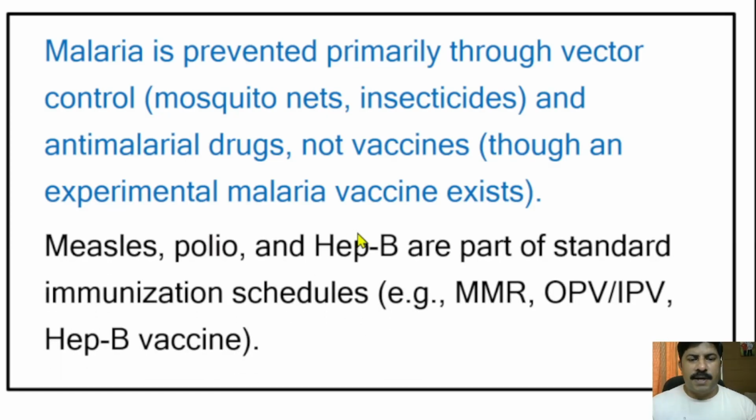Measles, polio, and hepatitis B are part of the standard immunization schedule. Examples are MMR, OPV, IPV, or hepatitis B vaccines.